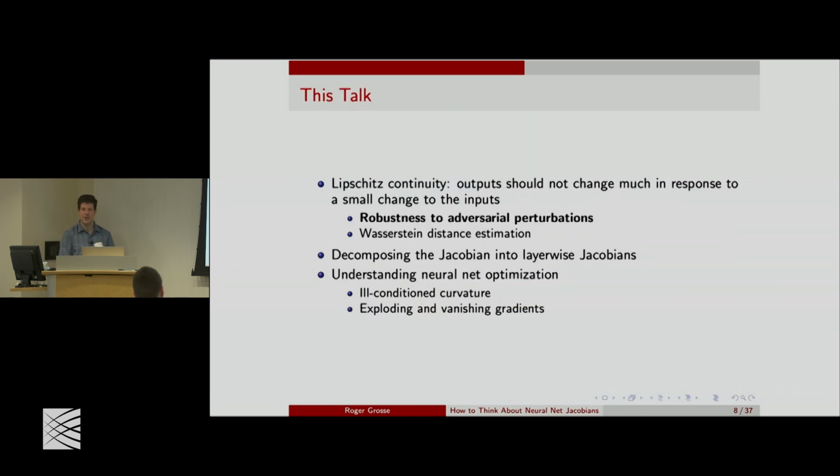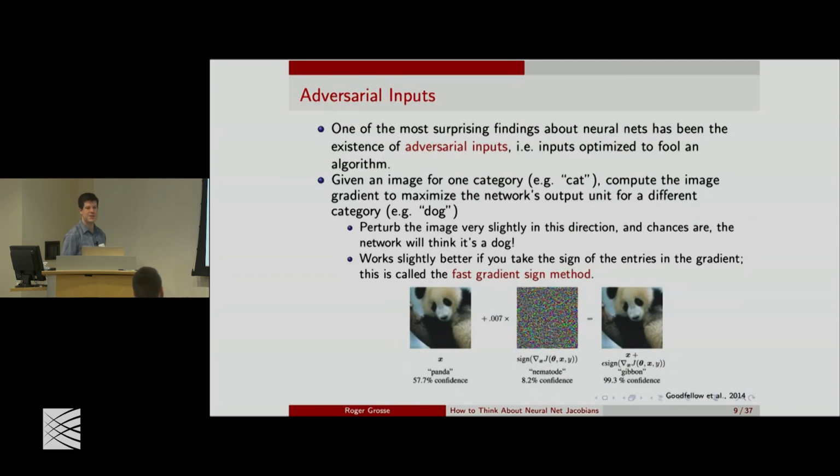Why do we care about it? I'll give a couple examples of how it's useful in neural net training. The first example is robustness to adversarial perturbations. And there's this really surprising property.